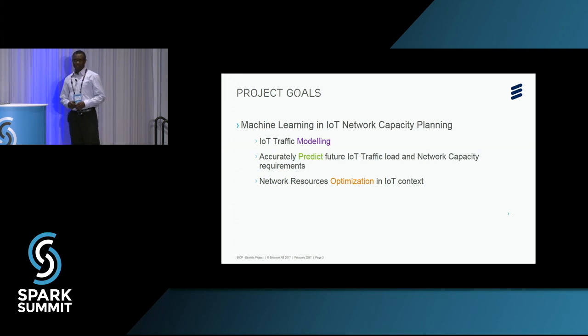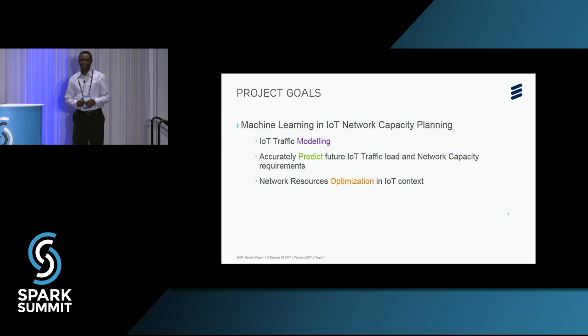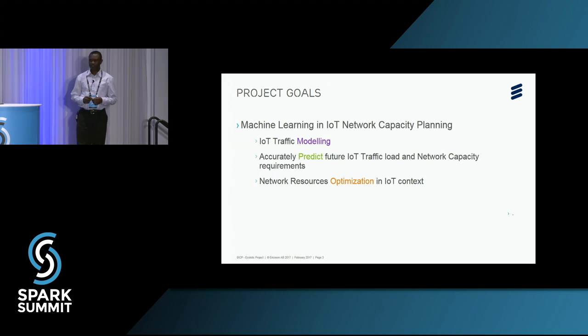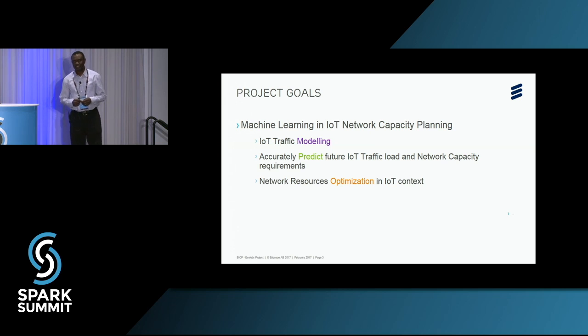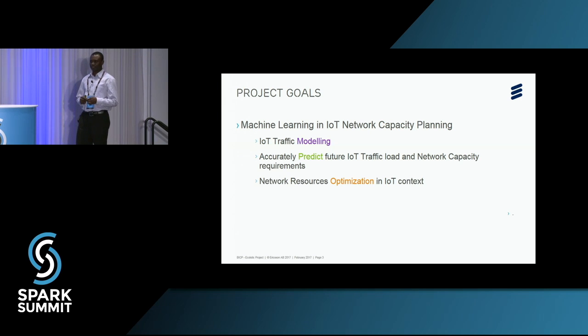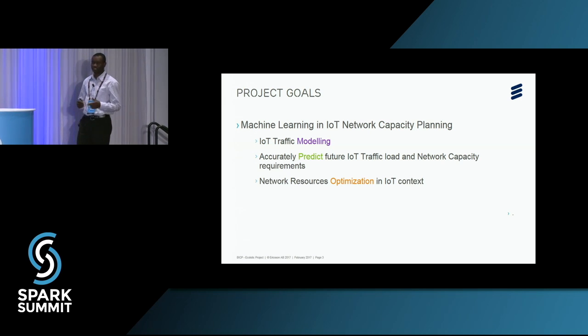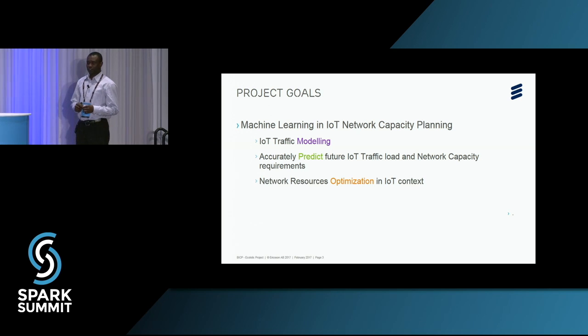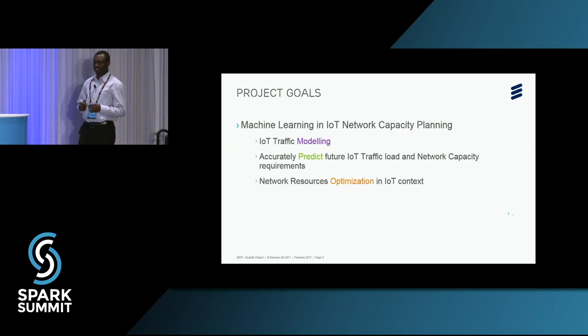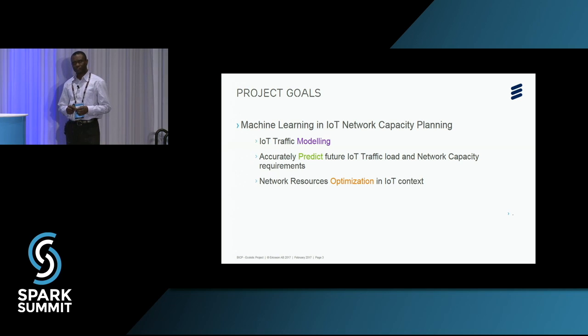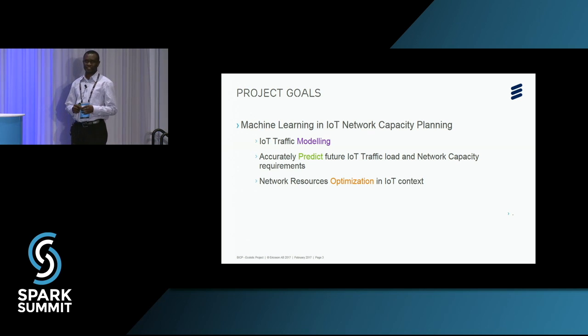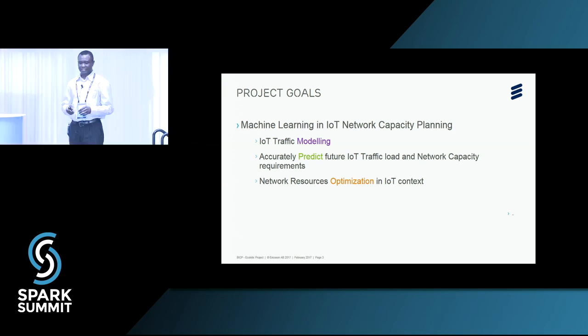So let's start with the project goal. In this project, we want to apply advanced machine learning in network capacity planning. First, we want to use analytics for designing traffic models for IoT networks, for IoT traffic. And we want to use machine learning to accurately predict traffic evolution in the future and the exact capacity requirement. And last, to use analytics in network resource optimization.